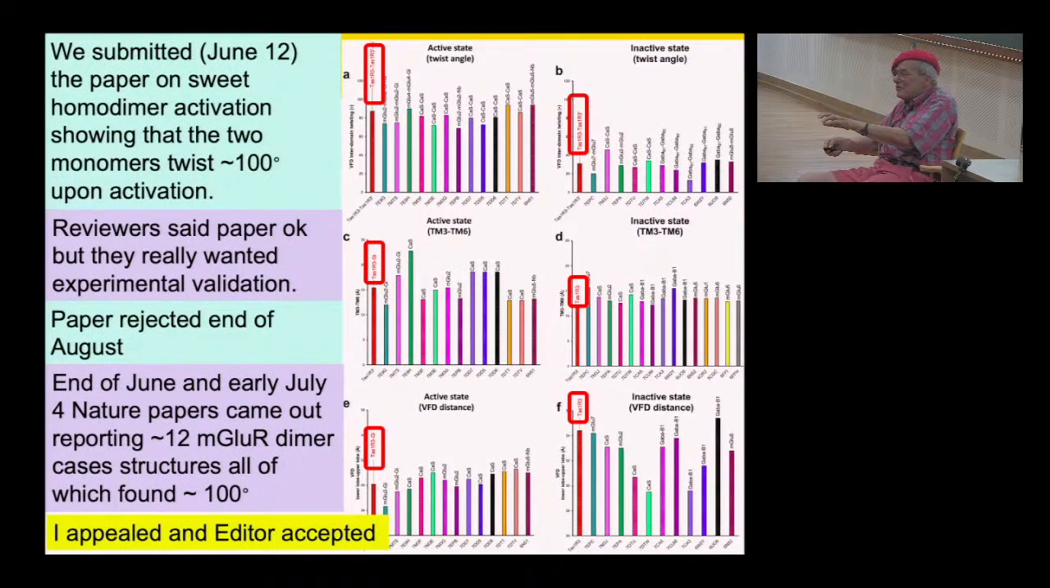While it was being reviewed, 4 Nature papers came out reporting, I think, 8 or 10 cases of metabotropic glutamate receptor, and all 10 of them did exactly the same thing. It rotated 100 degrees as you went from the inactive to the activated. So I wrote back to the editor and pointed out these papers that had come out while it was being reviewed, and it got accepted, so it got published.